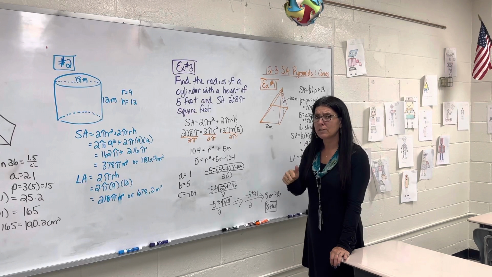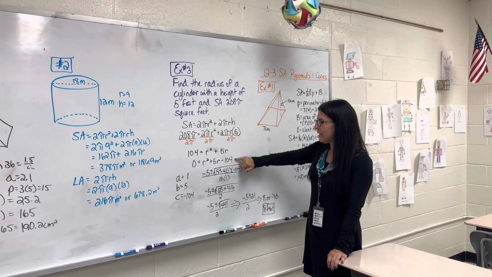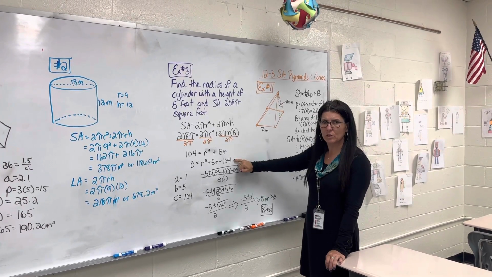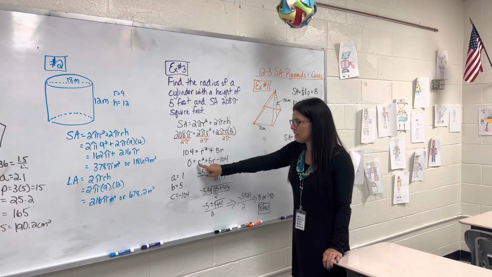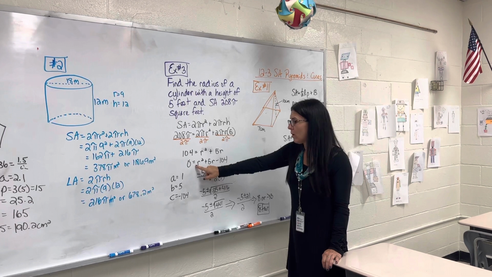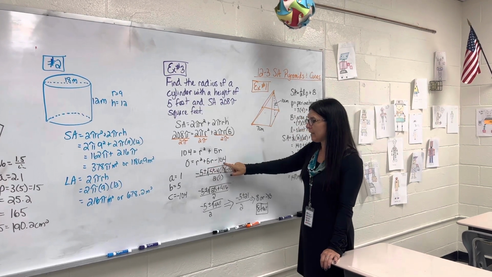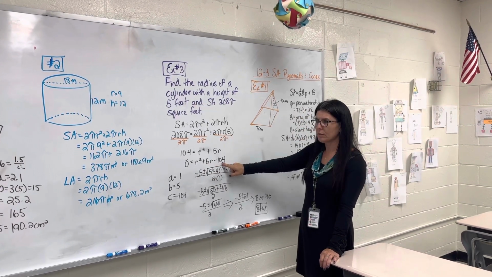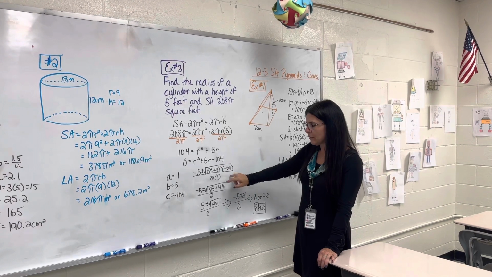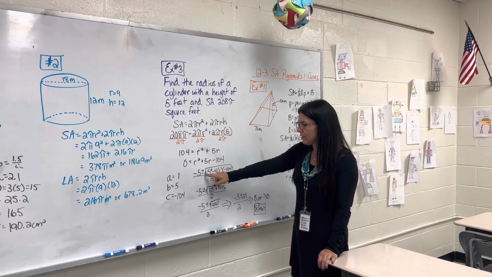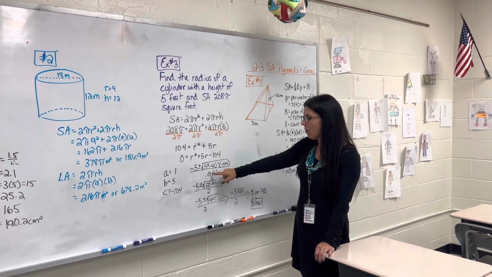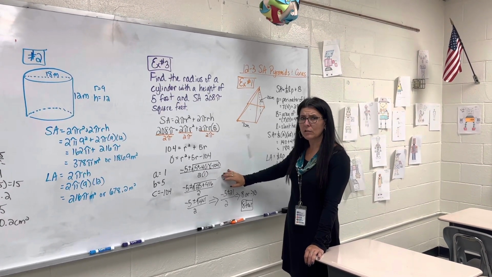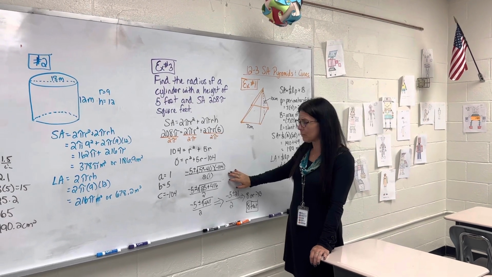You can either factor this or use the quadratic formula. Because this number is so big, I chose to use the quadratic formula. So again, you have to have 0 on one side, so you can see that A is 1, B is 5, and C is negative 104. I plug this into the quadratic formula. Negative b plus or minus the square root of b squared minus 4ac all over 2a. This is on your formula sheet, but you should be very familiar with it.